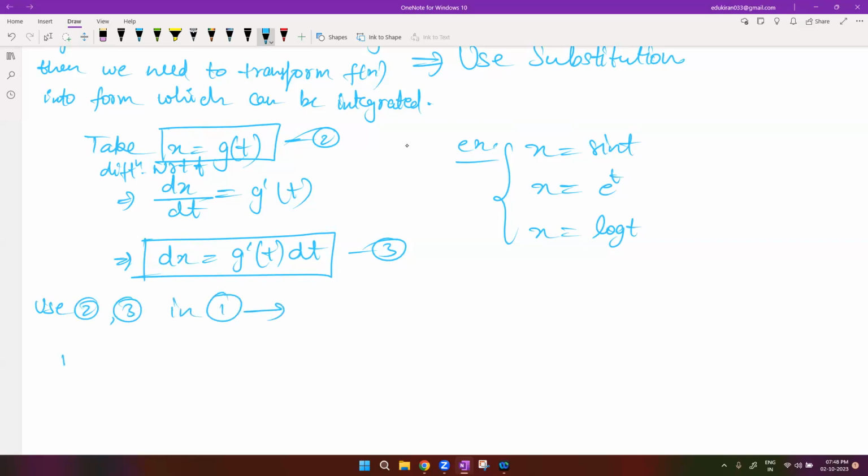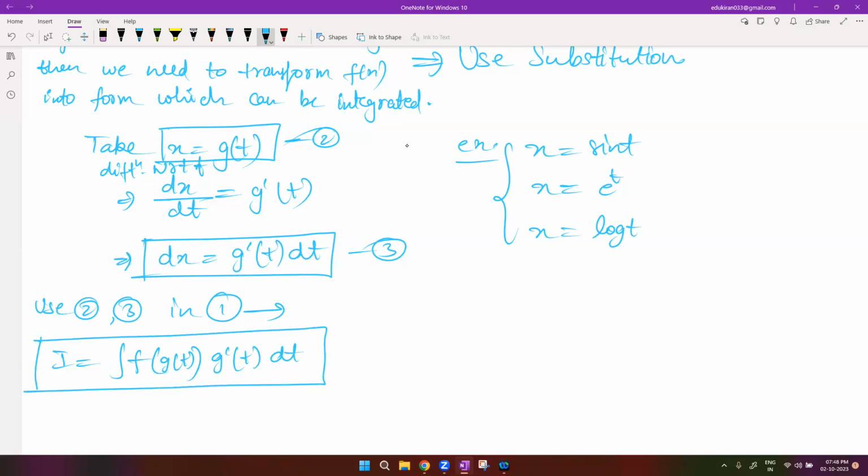Your I function becomes f of x, where x is now g(t), and dx becomes g dash t into dt. So instead of solving f(x) dx, you will solve this one.